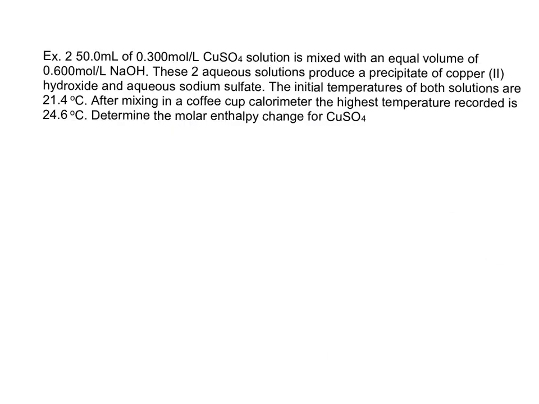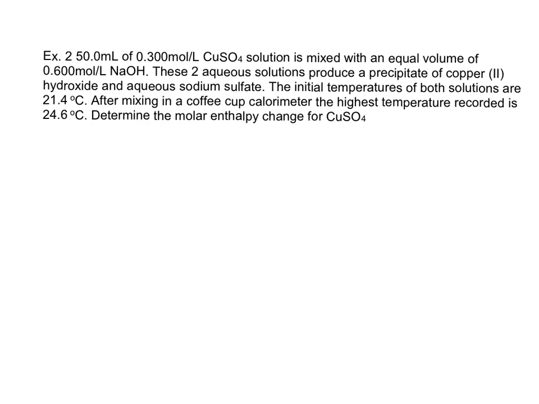Here's an example for if you're mixing two solutions together. So this is a chemical reaction. We've got 50 milliliters of copper 2 sulfate mixed with an equal volume of 0.6 molar sodium hydroxide. They produce a precipitate of copper 2 hydroxide and a solution of sodium sulfate. The initial temperatures of both solutions are 21.4. After mixing, the highest temperature is 24.6. Determine the molar enthalpy change for copper sulfate.